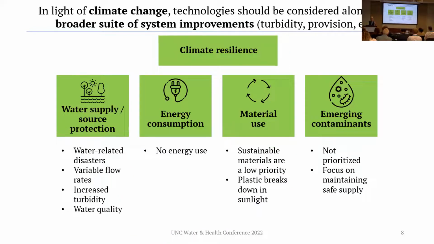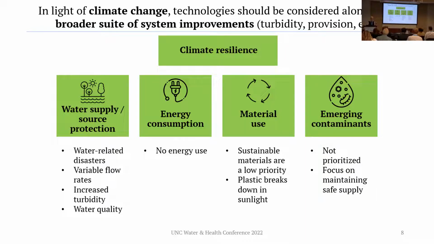I'd like to go into a little bit of detail on the climate resilience components. In light of climate change, technology should be considered alongside a suite of system improvements to tackle issues like turbidity and water provision, etc. I divided climate resilience into four key components: water supply, energy consumption, material use, and emerging contaminants.